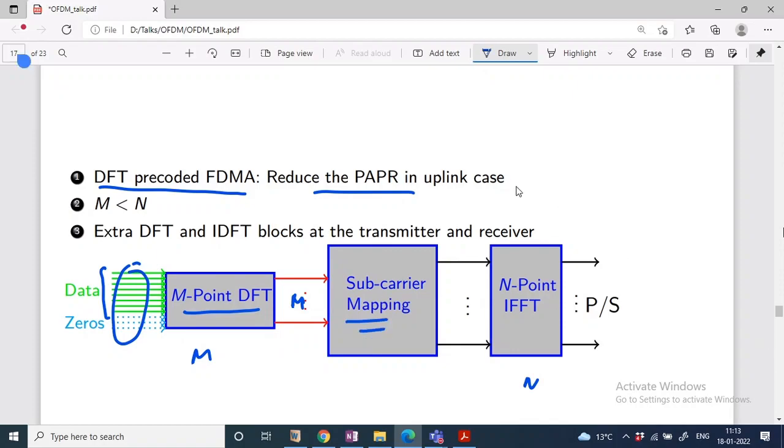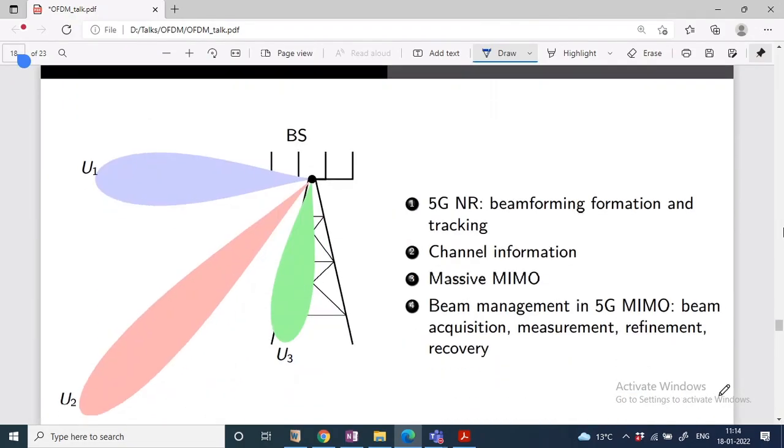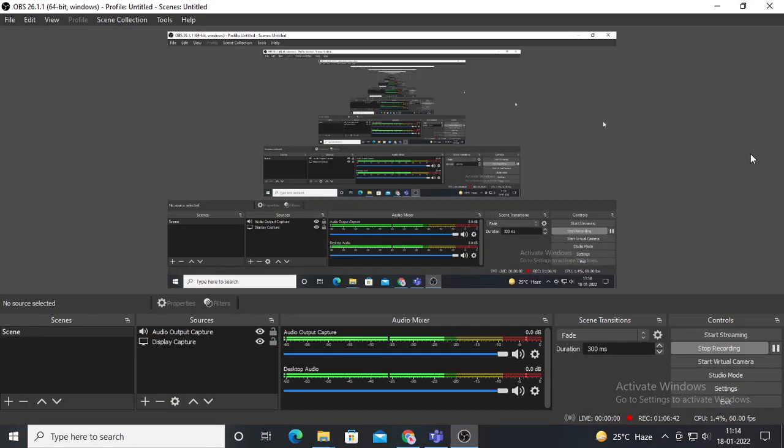For more details, you can refer to recent literature on how this DFT precoding works. This is also called SC-FDMA, single carrier frequency division multiple access. These are more related to 5G NR. In 5G NR we are using OFDMA.